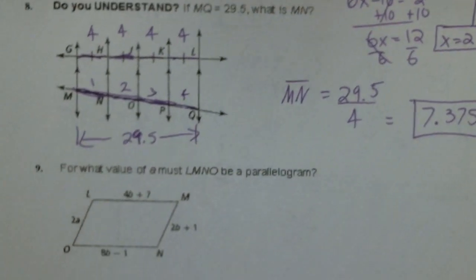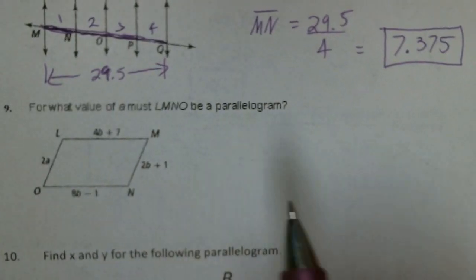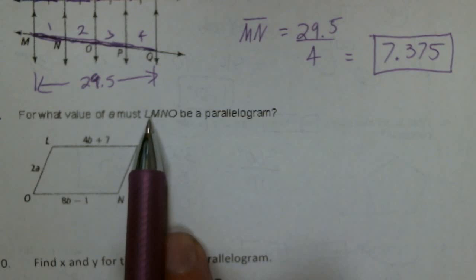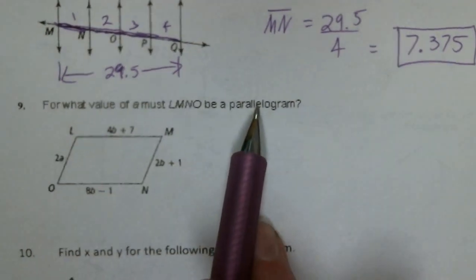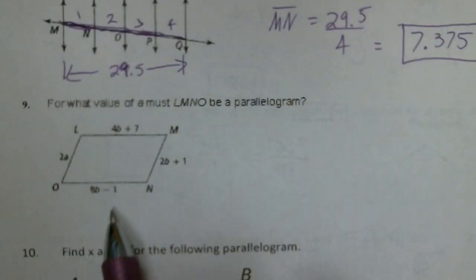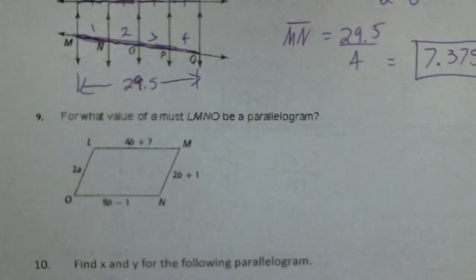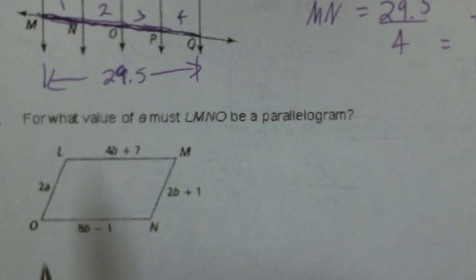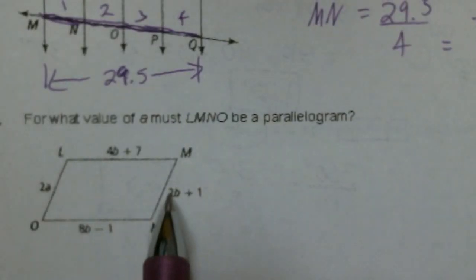Okay. All right, so let's look down here at the bottom, just a few more. For what value of A must element O be a parallelogram? Okay. Well, I've got some A's and I've got some B's here. All right. Let me blow this up a little bit. It's kind of hard to see. Okay, so I've got some A's and some B's.